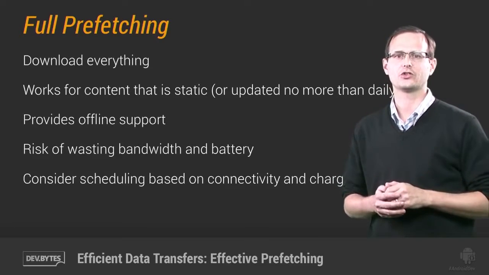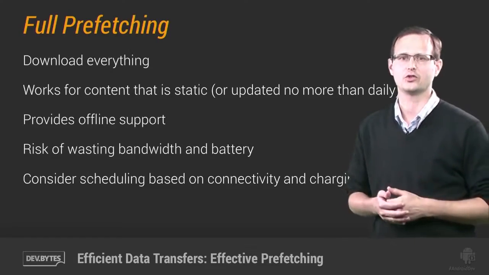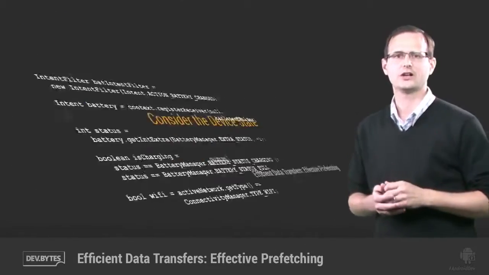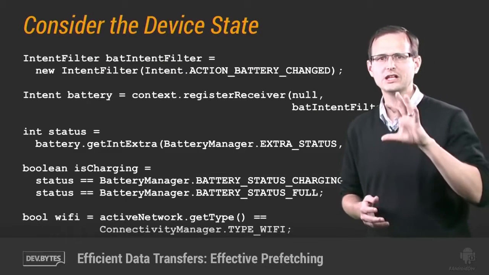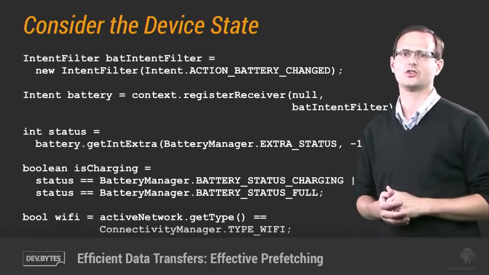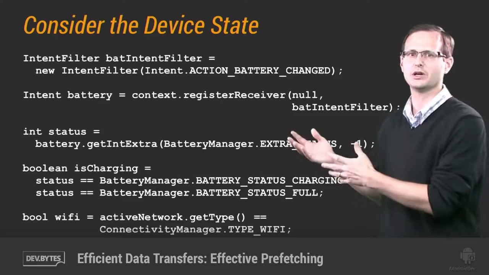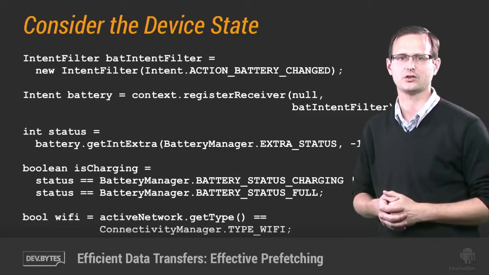One way to mitigate that cost associated with downloading more than 5 minutes worth of data is to schedule the download to occur at a time when bandwidth and battery life isn't as important, specifically when the device is charging and connected to Wi-Fi, as determined here by using the Connectivity Manager and Battery Manager.